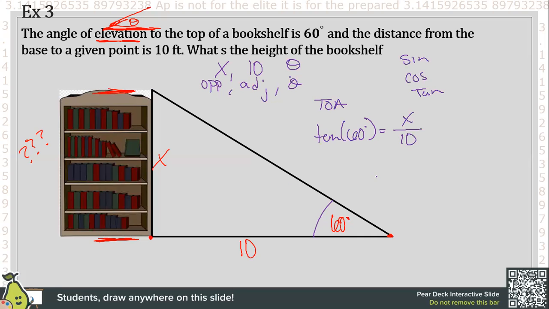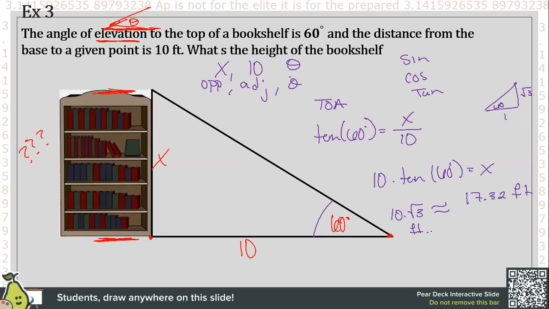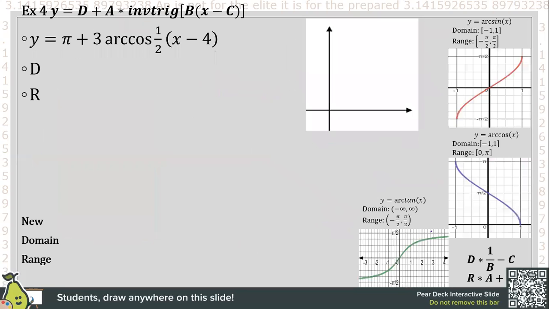I solve for this, so it's going to be 10 tangent of 60 degrees is equal to X. Okay, you can put it in your calculator. It gives you like 17.32 or something like that. Or as we noticed in class, tangent of 60, that is the proportion of the 30, 60, 90 triangle, square root of 3 over 1. So this is 10 times square root of 3. Is the same thing as approximately 17.32. Don't forget your units, feet. Okay, awesome. Alrighty, one last one.